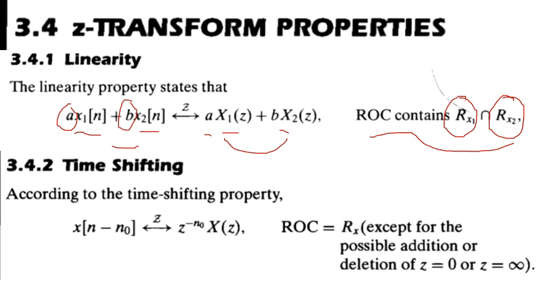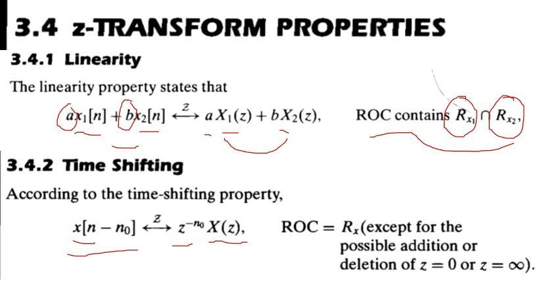So there should be an intersection between these two z transforms. Now the second property is the time shifting property. According to this property, if the z transform of x of n is X of z, then the z transform of x of n minus n naught will be just z raised to the power minus n naught times X of z. So you don't need to find the z transform of x of n minus n naught; you just have to multiply by z raised to the power minus n naught.